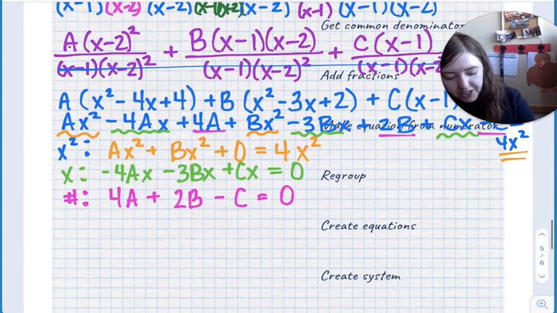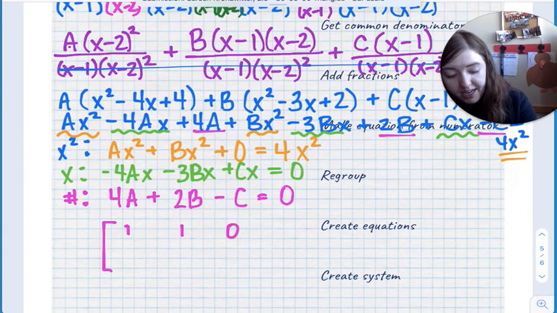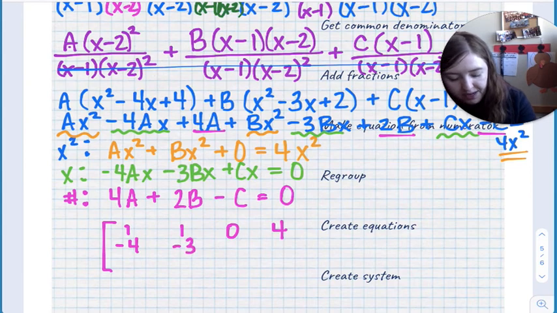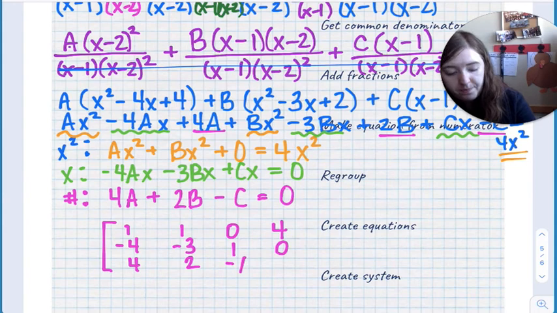So now we have our equations, so we'll put those into an augmented matrix. This is my x squared row. My coefficient on A is 1. My coefficient on B is 1. I don't have a C, so that's a 0 right there. And then my 4 is going to go there at the end. For my x row, my coefficient on A was 4. My coefficient on B was negative 3. My coefficient on C was 1, and we knew that was equal to 0. In my just plain old numbers equation, my coefficient on A was 4. My coefficient on B was 2. My coefficient on C is negative 1, and that's equal to 0.